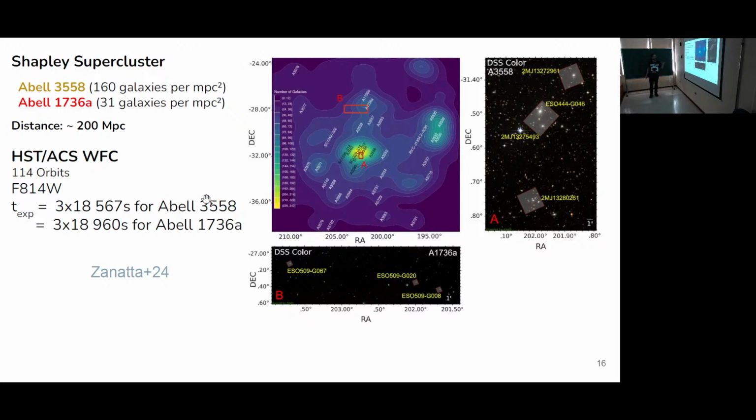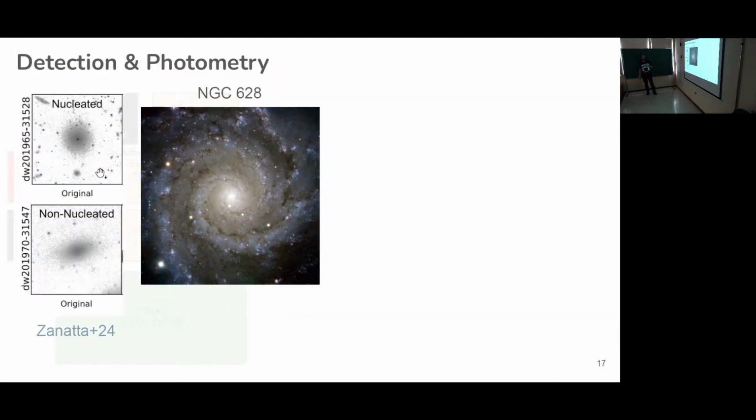And we had also HST data for Shapley, which comprised 6 fields in these two clusters with very deep data, which was necessary because of the distance of Shapley, which is over 200 megaparsecs away from us. And yeah, that's basically it. But of course, I'll talk more about this work.